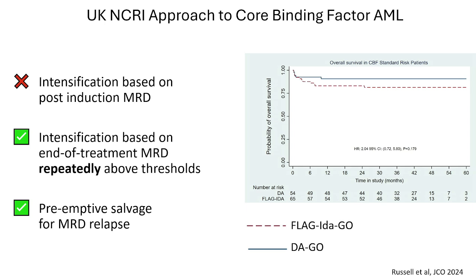And finally, we monitor all these patients closely with bone marrow MRD, looking for MRD relapse, and treat these patients preemptively. And we can achieve rather good results using this strategy. These are results from our most recent NCRI AML 19 protocol, in which patients treated with the DA-GO protocol had a 5-year survival of over 90%.